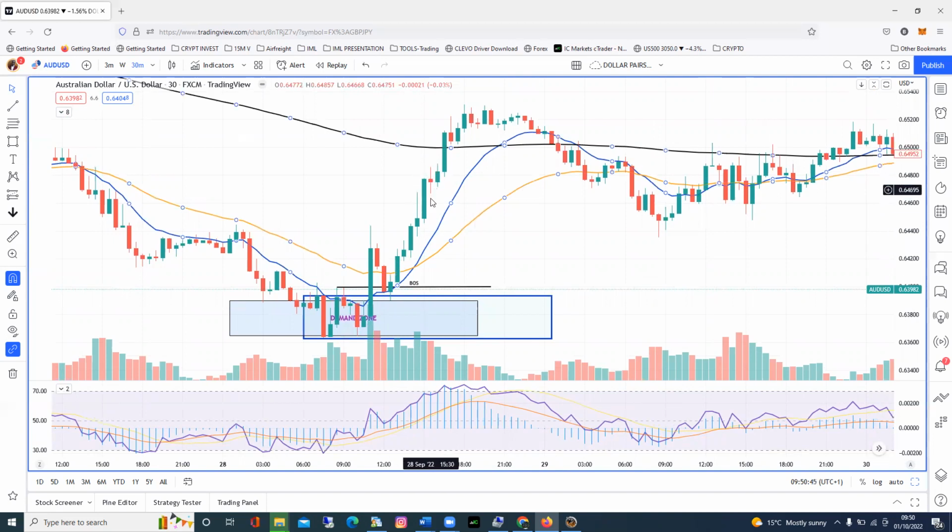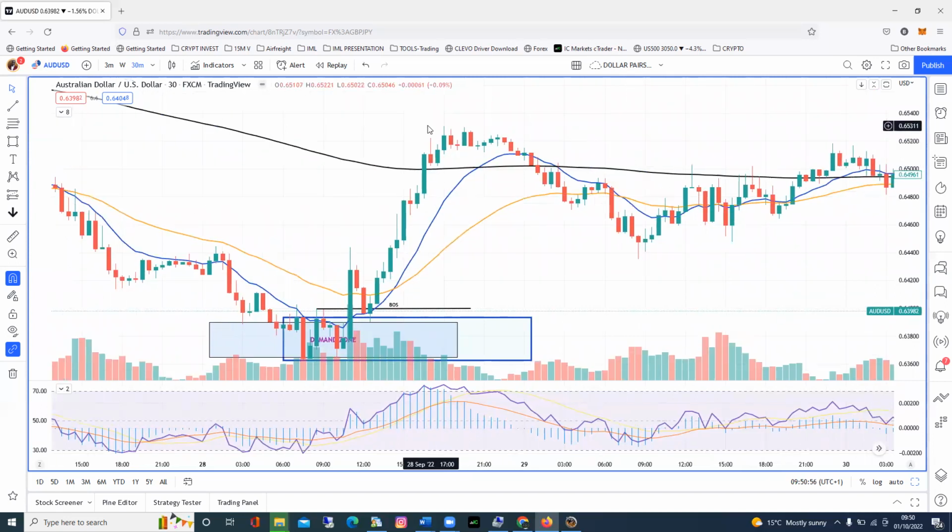Despite the fact that it looks like the sellers are coming over here, what happened on the next candle? Still one-time frame buying. All right. So on this particular candle now, this is the first alert for us.